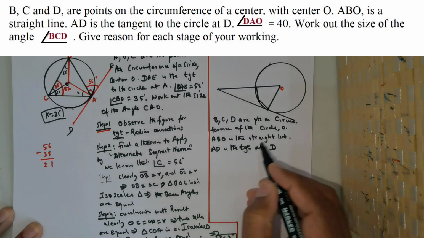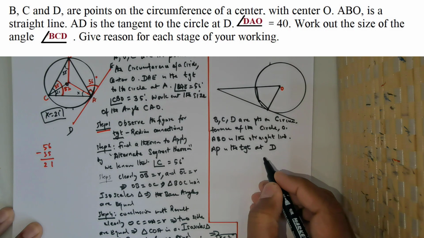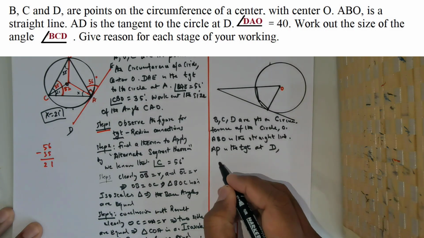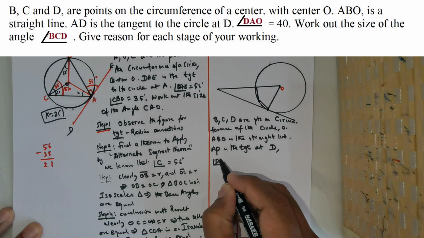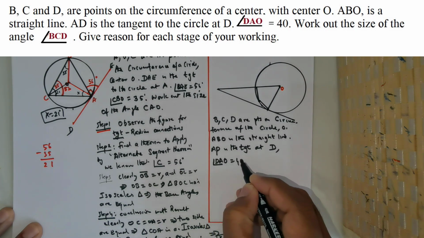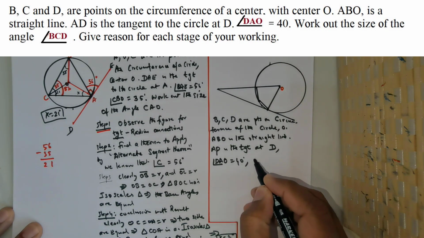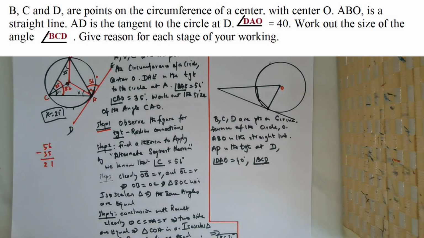So what I will do is I will stretch this tangent. I'll just say AP is the tangent at D, and we have an angle. The angle DAO is given to be 40 degrees, and we are asked to find BCD.